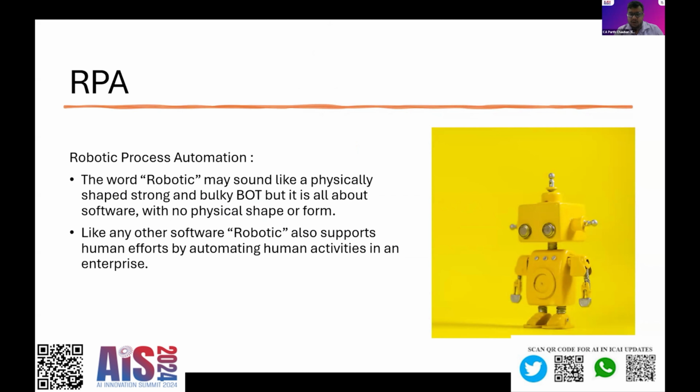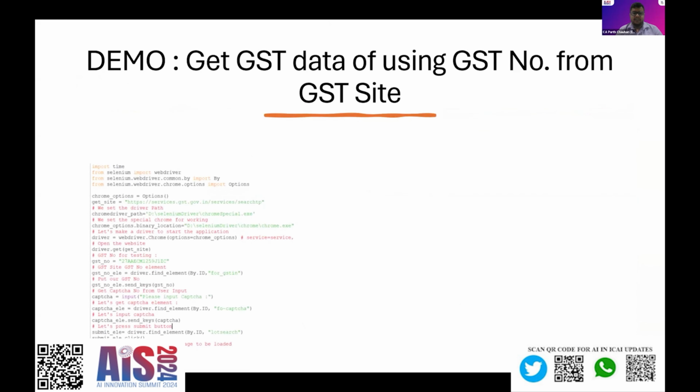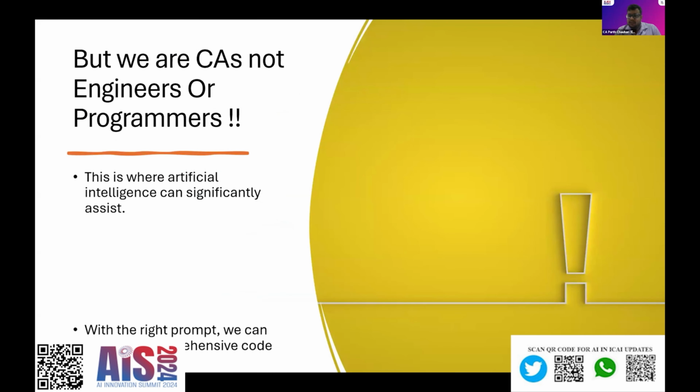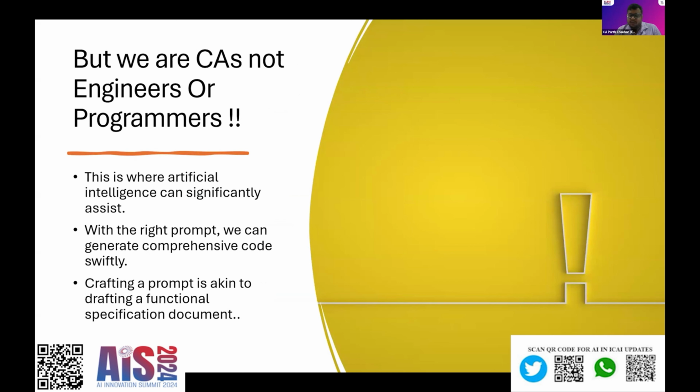I'll show a small code now. I have automated the GST site to get any data from the GST site using GST numbers. I've written a small code, just a 25-line code, and I've given the output of the same. Me being an engineer and a CA can do this. However, for most of the CAs, this will be a daunting task. How will they do it?